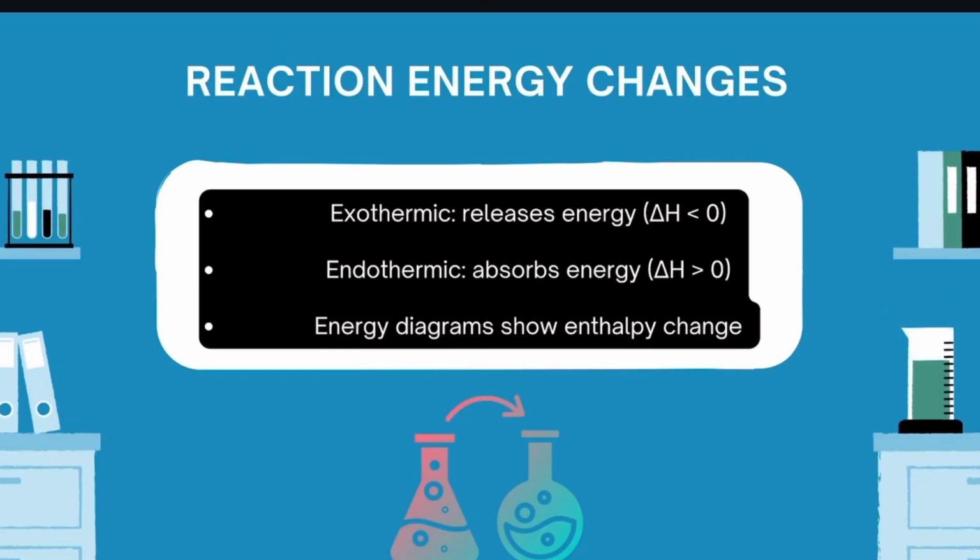Reaction energy changes. Chemical reactions involve energy changes. Exothermic reactions release energy, while endothermic reactions absorb energy. By interpreting an energy diagram, we can evaluate whether a reaction gives off or takes in energy based on the relative enthalpy of reactants and products.